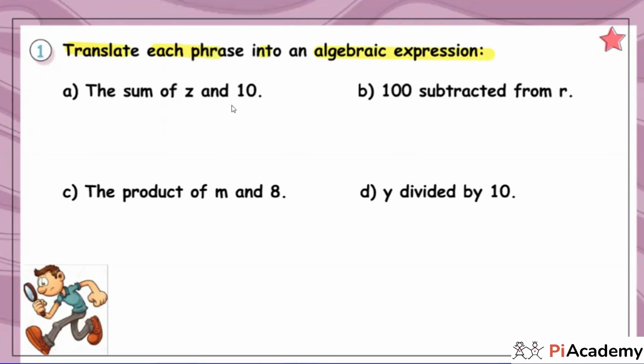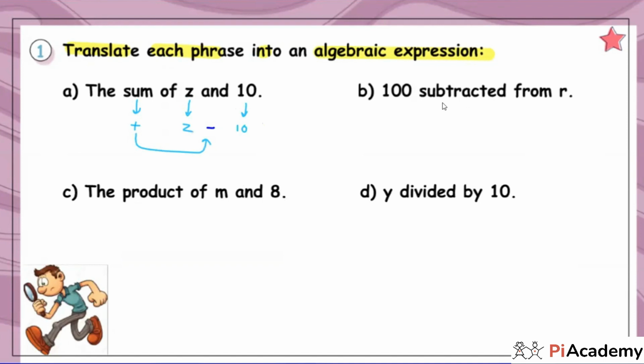Sum of z and 10. So they are just saying sum of z and 10. Because of this word, you know that you have to put the plus sign. And then they are talking about z and 10, right? So you have to put the plus sign in between them, because they are connected by this. Getting this one? This is as simple as that, nothing to worry about here.